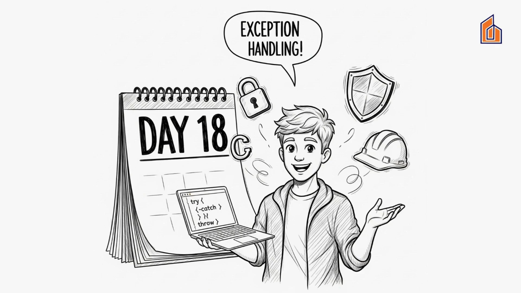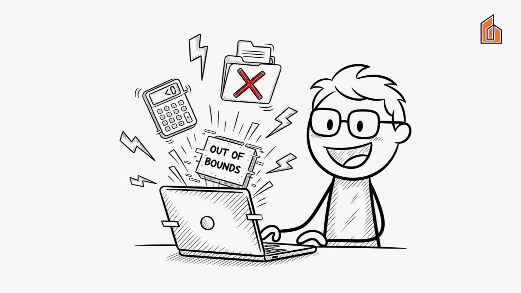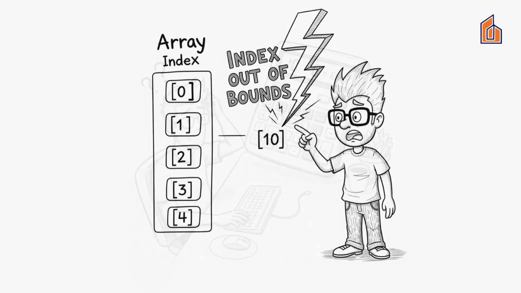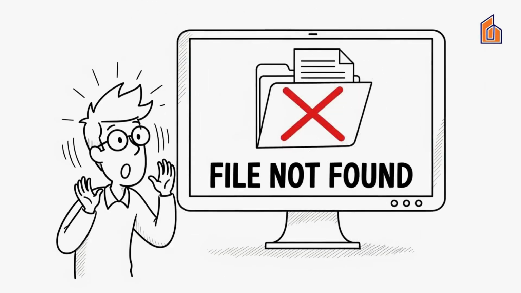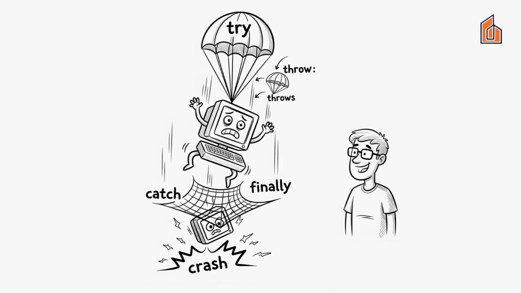Today, we are diving into exception handling, one of the most important parts of writing safe and reliable programs. In Java, exceptions are unexpected events that happen during program execution, like dividing by zero, accessing invalid array indexes, or working with files that don't exist. Instead of crashing the program, Java gives us tools to handle these exceptions gracefully using keywords like try, catch, finally, throw, and throws. So, let's go step by step.